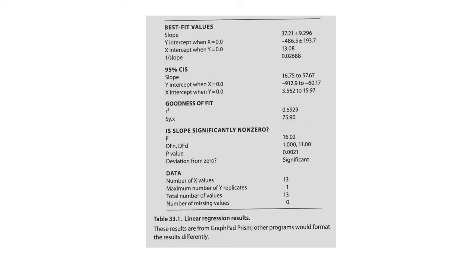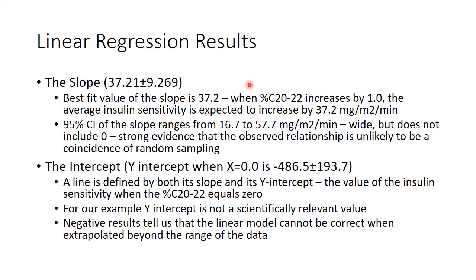So with linear regressions, we saw that on the data we were looking at, the slope was 37.21 plus or minus 9.269. So again, there's a little bit of variability there. We saw that if you were to increase the percentage of the fatty acids by just one integer, the average insulin sensitivity is expected to increase by 37.2 milligrams per meter square per minute, right? And so, based on this, you could possibly apply it to other patients and see whether that would be accurate or not.